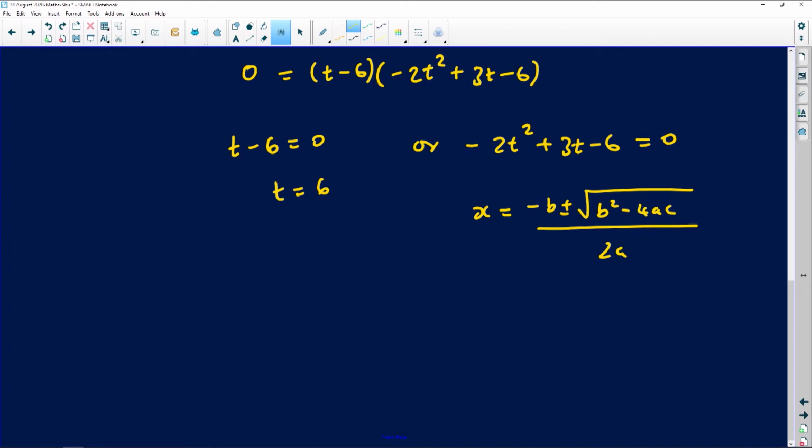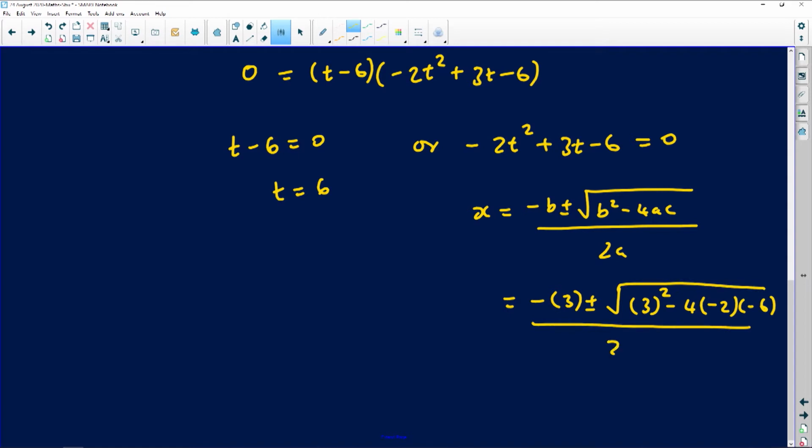We are motivated by the fact that we're trying to solve for t. Absolutely exciting stuff. You've got 3 squared here, less 4 by negative 2 by negative 6, where everything is divided by 2 times negative 2. Now, you're going to try and figure out what is inside the radical sign.